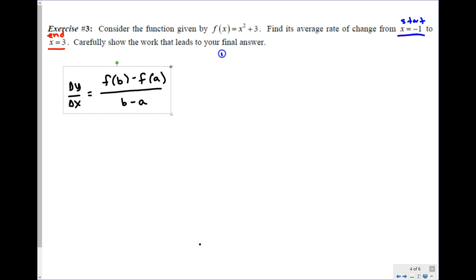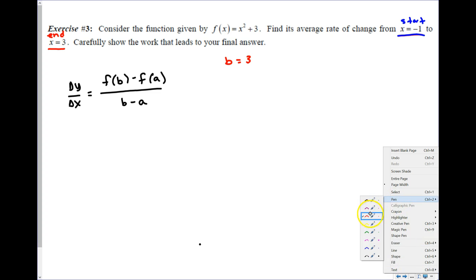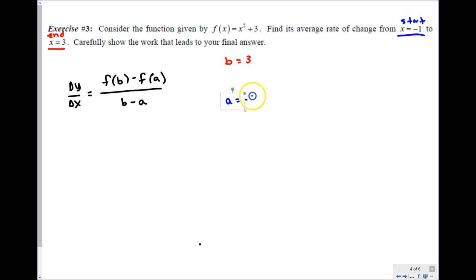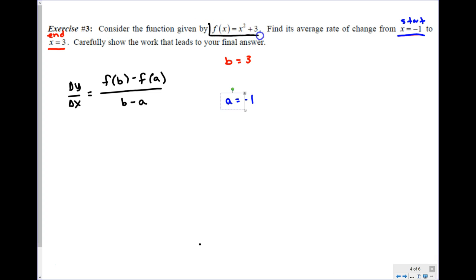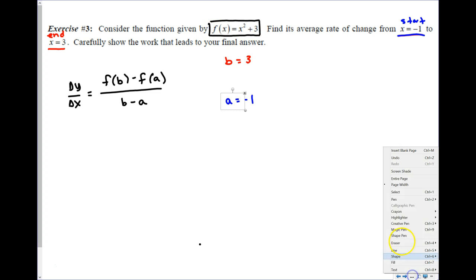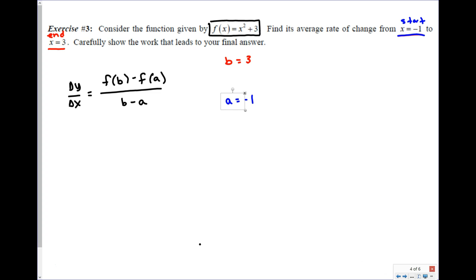So my b value, I'm sorry, I messed this up again. My b value is my end value, and the end value I've labeled as 3. So I know that b equals 3, and I know that a equals negative 1. But I don't know what f of b and f of a are. I have to figure that out using this equation they give me, this x squared plus 3. So my next step now is to find f of b and to find f of a using this formula.